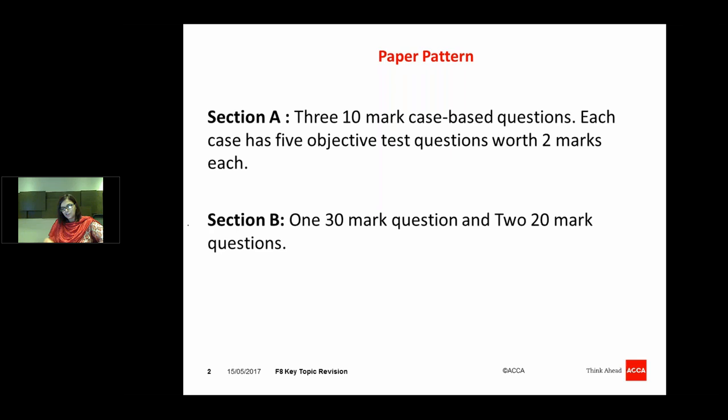Section B, there are three questions in total. The first question will be 30 marks. The remaining two questions will be 20 marks each. So that's the format of your paper. If it's the paper-based exam, you have 3 hours, 15 minutes available. If it's computer-based, you only have 3 hours available.